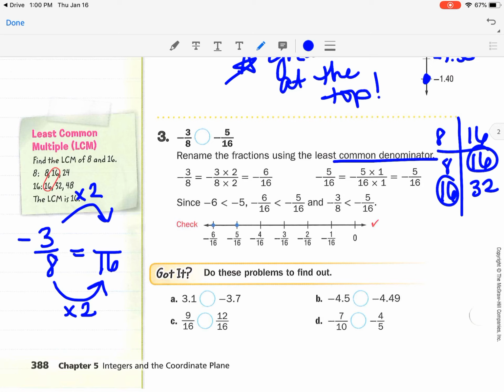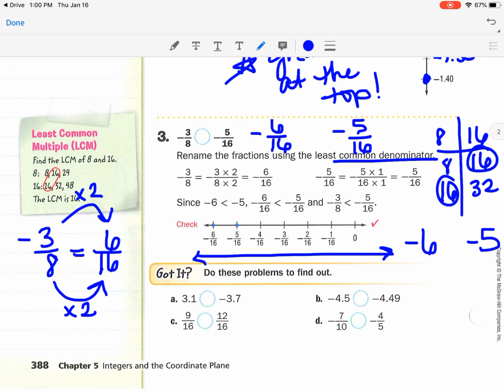top. So 3 times 2 is 6. And now I am going to be comparing negative 6/16 to negative 5/16. Since I'm looking at my number line right here, I know just by looking at the top, my denominators are the same, so now I'm looking at just the top. I have negative 6 and negative 5. I know that negative 6 is less than negative 5, even on just a regular number line. So therefore, negative 3/8 is less than negative 5/16.